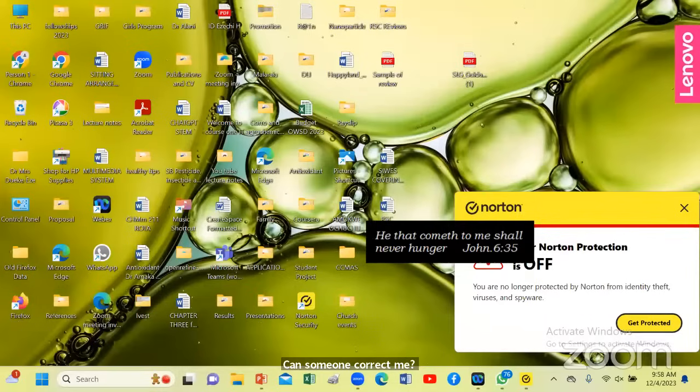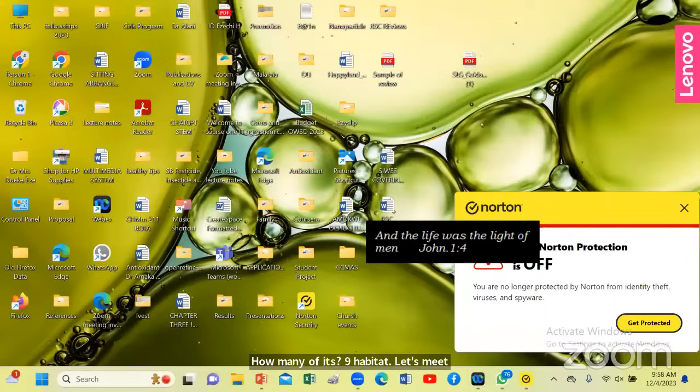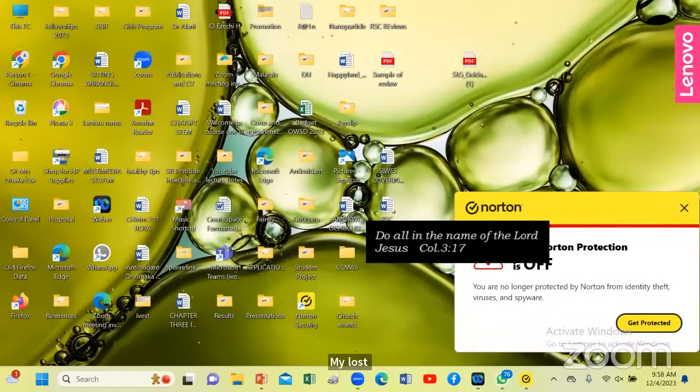Good. Then for the orbitals, how many orbitals? 9 orbitals. Let's see if it is 9. So we are going from -2, -1, 0, +1, +2. That is for L equal to 2.